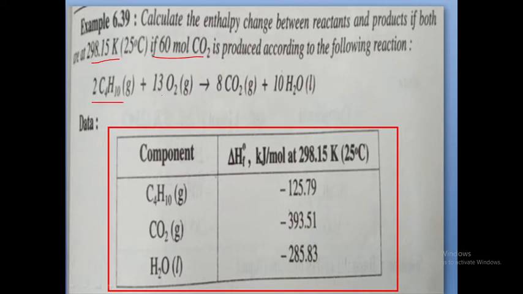If 60 mole carbon dioxide is produced according to the following reaction: 2C4H10 plus 13O2 gives 8CO2 plus 10H2O. C4H10 is in gaseous form, oxygen is gaseous, carbon dioxide is gaseous, and water is liquid. Are these clear or not? Okay.